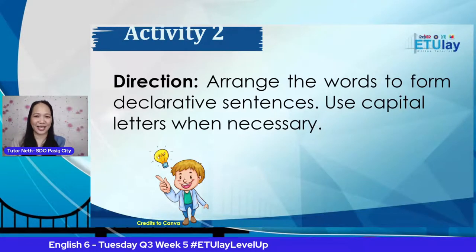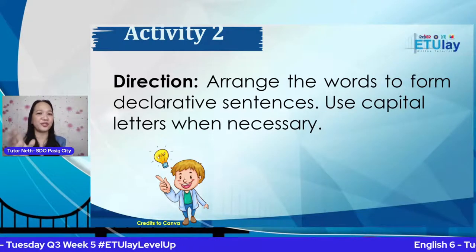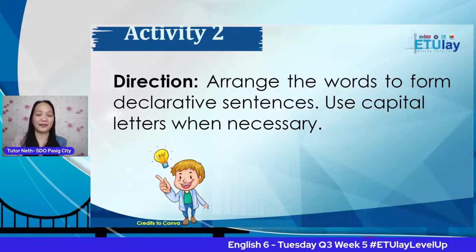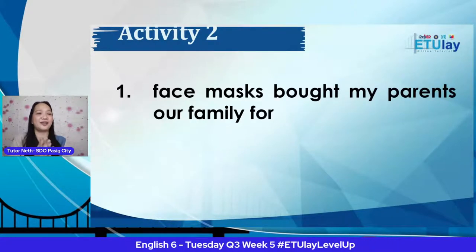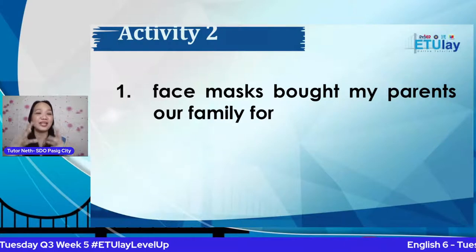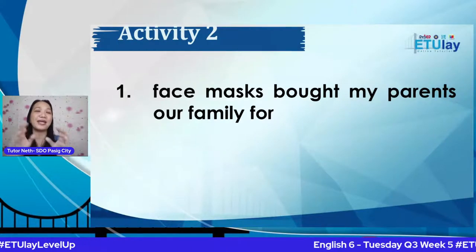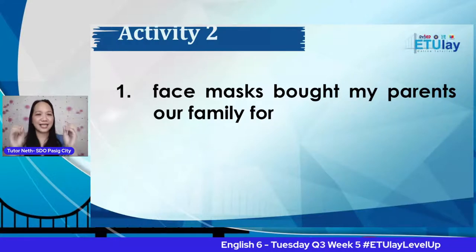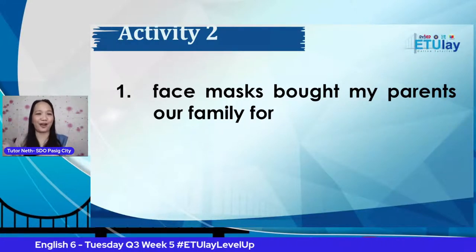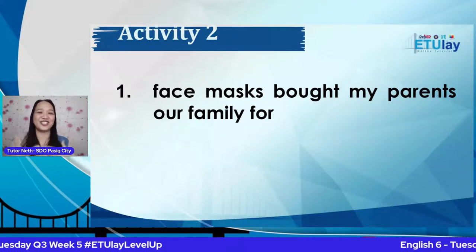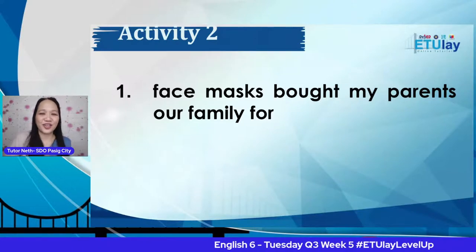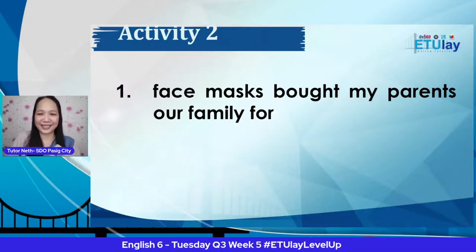Now, let's move on to another activity, which is you're going to arrange the words to form declarative sentences. Remember that you're going to use capital letters when necessary. Now, mabilisan lang to. Here are jumbled words. You're going to arrange the words to form a declarative sentence. Number one, face mask bought my parents, our family for. Medyo mahaba-habang pagta-type ito.